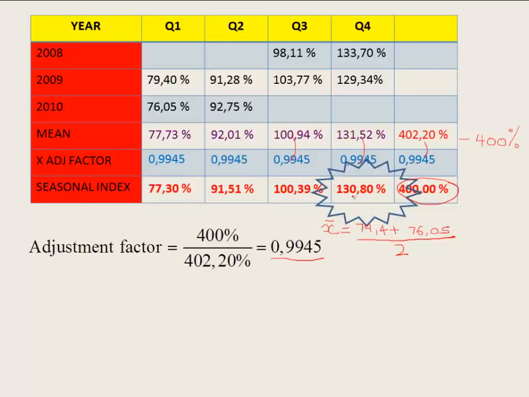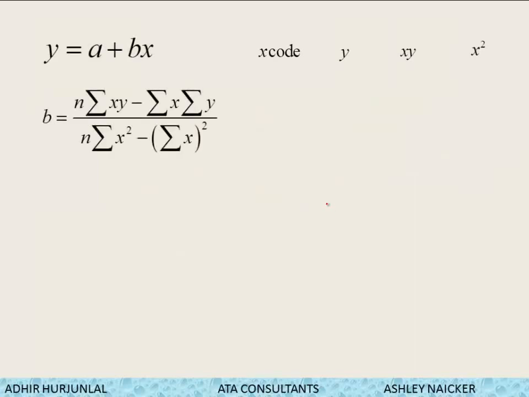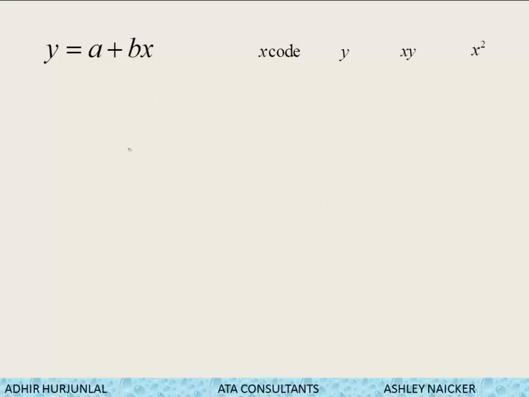Let's go further. I have now answered the first question to get the seasonal index. Let me move over now to the next question. And the next question is the question where I need to get the trend equation. The trend equation is given by a simple equation. Y is equal to A plus BX.